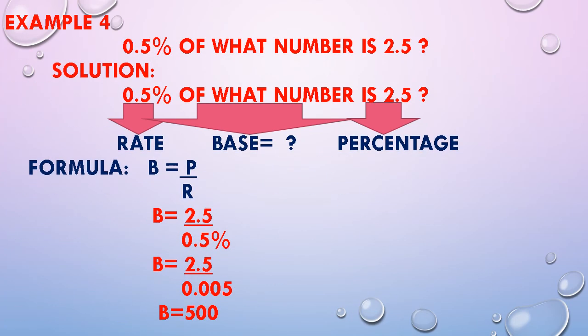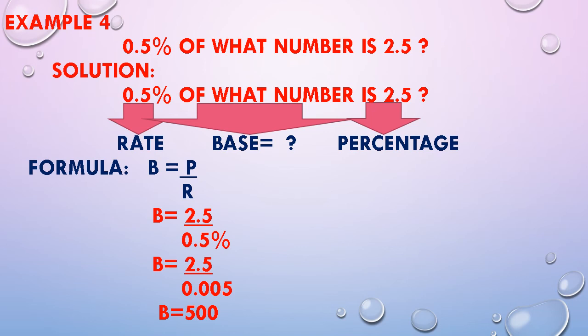Example number 4. 5/10% of what number is 2.5? Solution. So 5/10% is the rate, of what number is the base, which is the missing number, and the percentage is 2.5 or 2 and 5/10. Now we are going to use again the formula B is equal to P over R. B is equal to 2 and 5/10 divided by 0.5% or 5/10%.